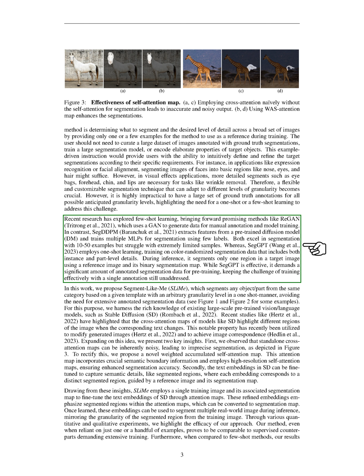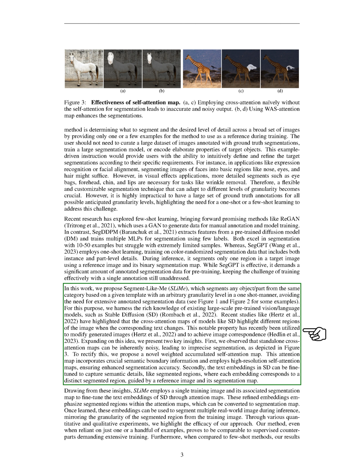SegGPT, on the other hand, uses one-shot learning, training on color randomized segmentation data that includes both instance and part-level details. But while SegGPT is effective, it requires a significant amount of annotated segmentation data for pre-training, which doesn't solve the challenge of training effectively with a single annotation.